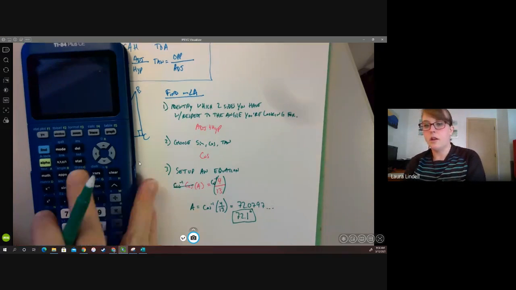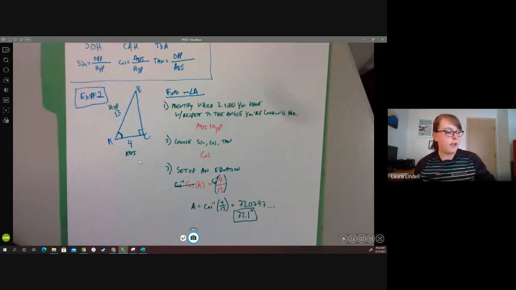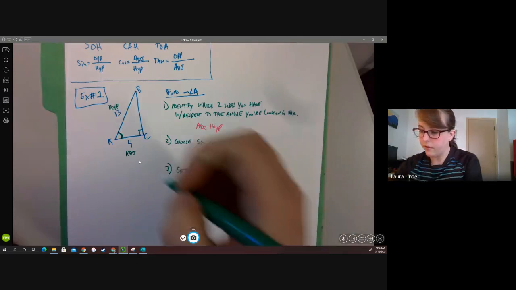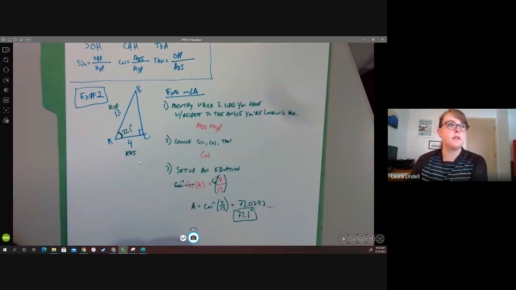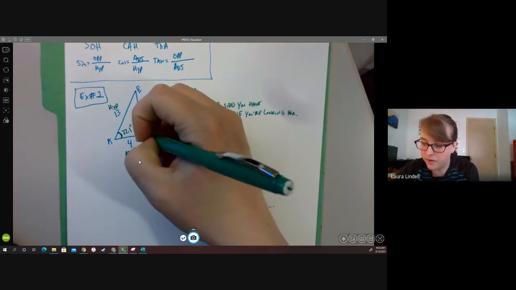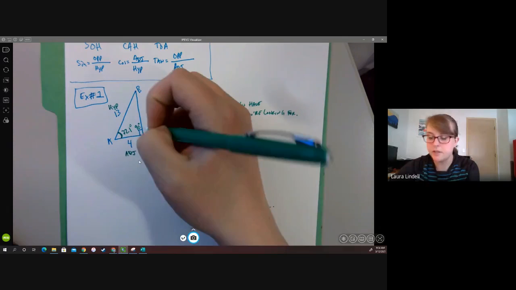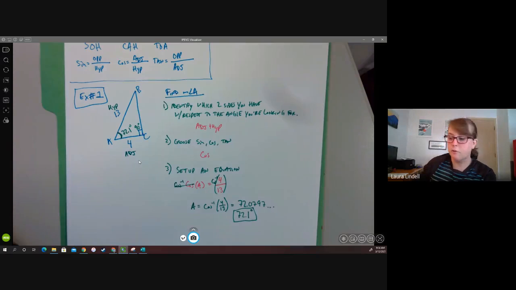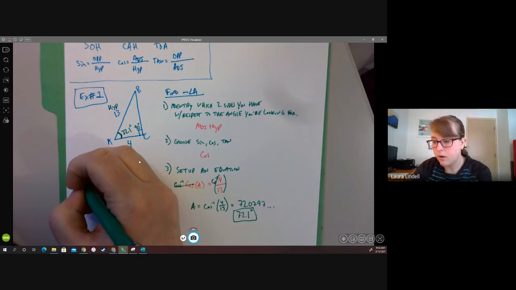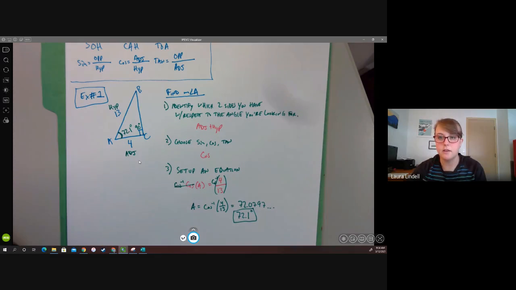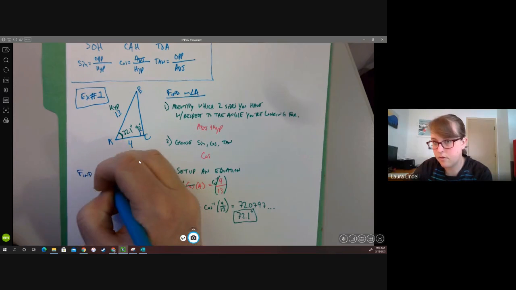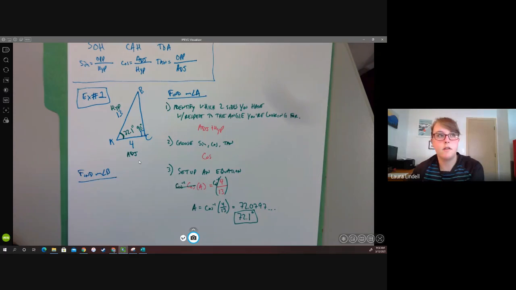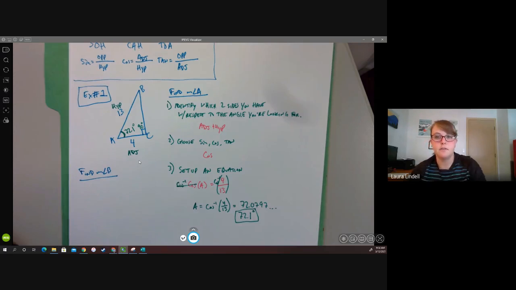Okay. And then once we have one missing angle here, we know that this is now 72.1 degrees. And we know that this is a right angle, so this one is 90 degrees. Finding the measure of angle B becomes really easy. What can I do to find the measure of angle B? If I know two of my angles.